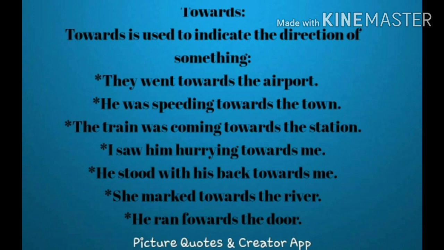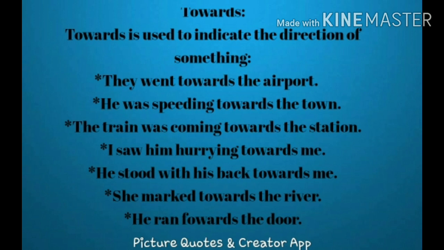The next preposition is towards. Towards is used to indicate the direction of something. So a person or something is moving, and to show the direction, not the destination, we use towards. The process is continuing. They went towards the airport. They didn't reach there, but they are moving towards the airport.